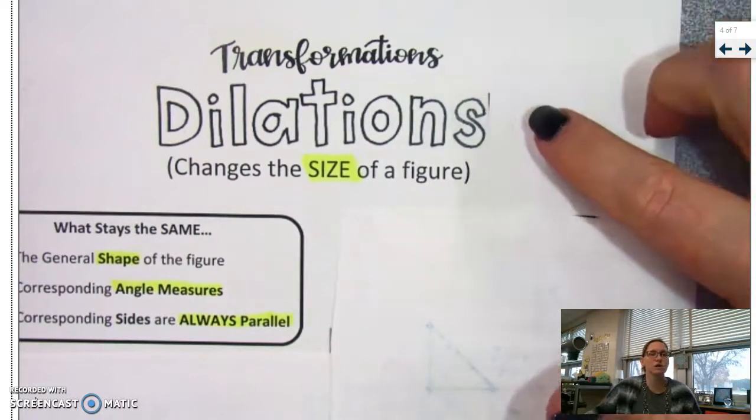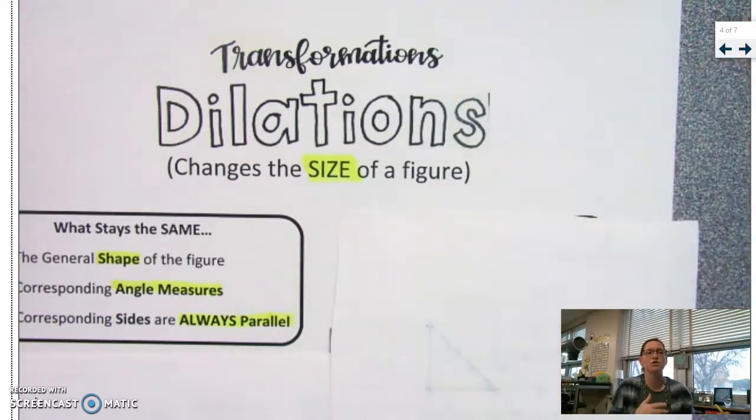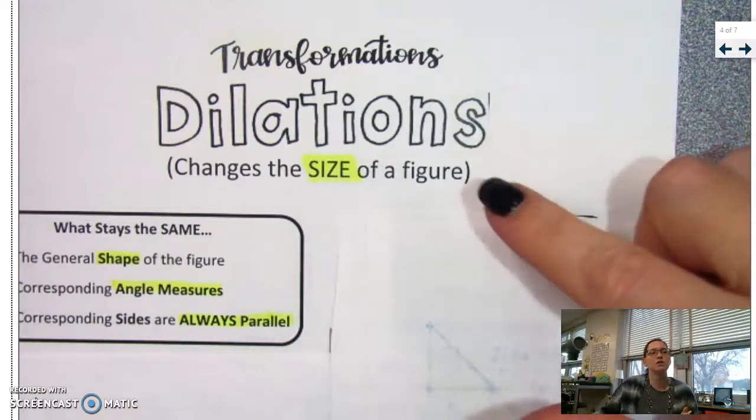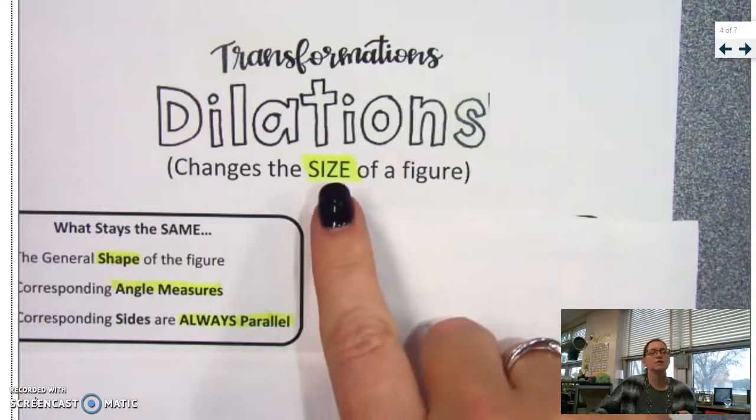It's a transformation, so it's still part of that transformation group like a translation, reflection, rotation. The only thing different, it's not rigid. And rigid means that the size would stay the same. It never changes its size. The side lengths don't change. And in a dilation, we do notice that the size of the figure does change.